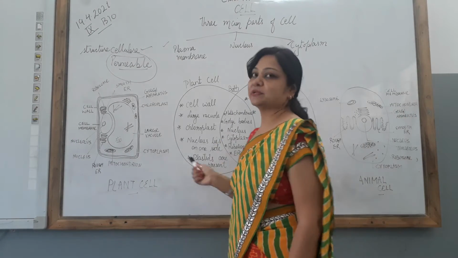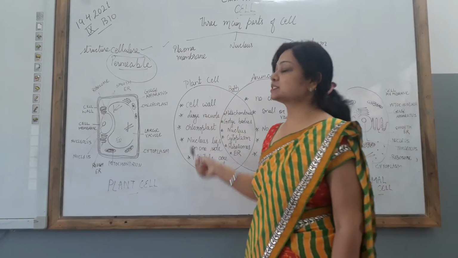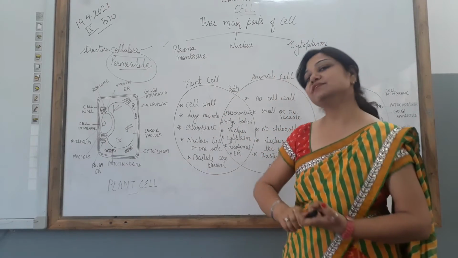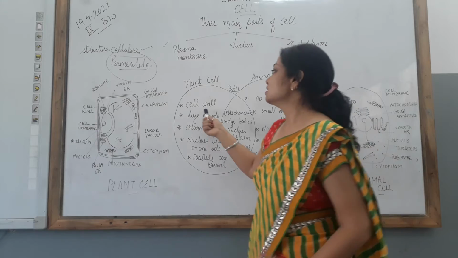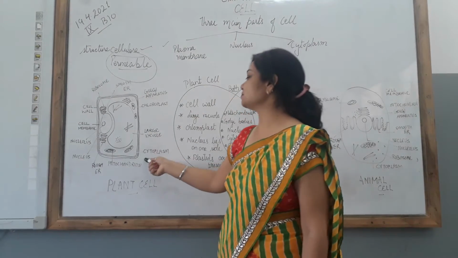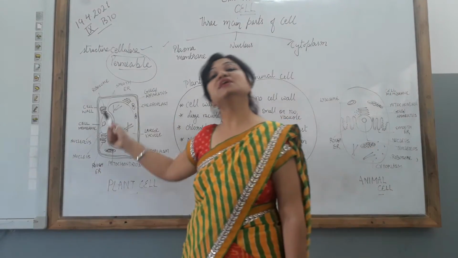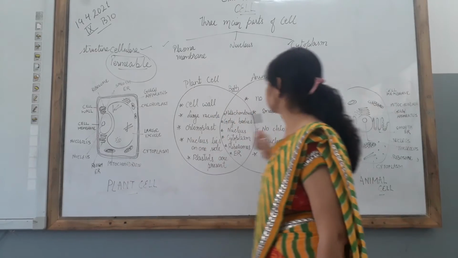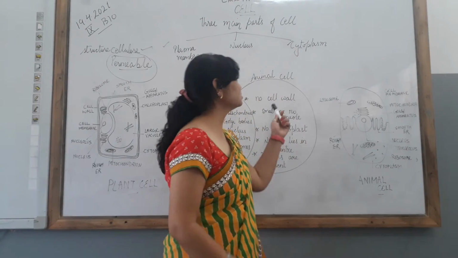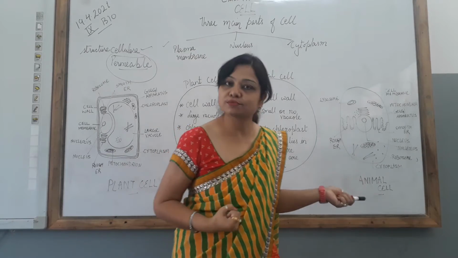So while explaining, you can point out in the diagram also. Okay. So firstly I am discussing the differences, then we will discuss the similarities. First point of difference is cell wall. In plant cell, this is the plant cell, cell wall is there. The outermost covering is the cell wall. Whereas in animal cell, there is no cell wall. It is directly cell membrane, which is the outermost covering.